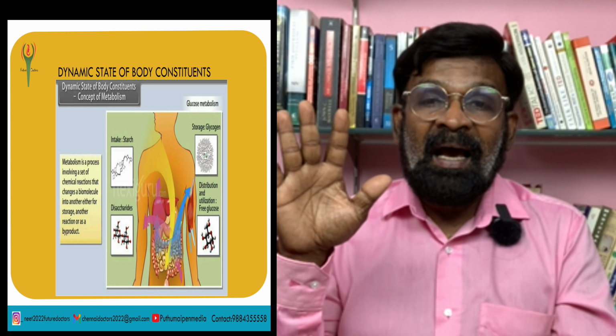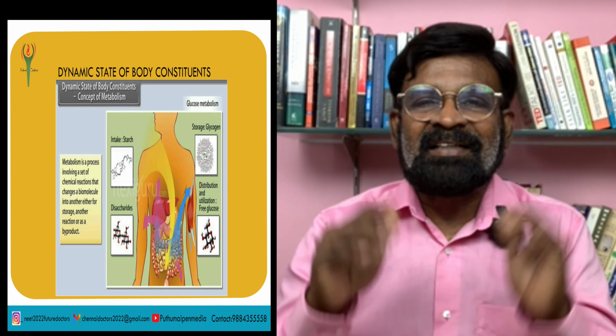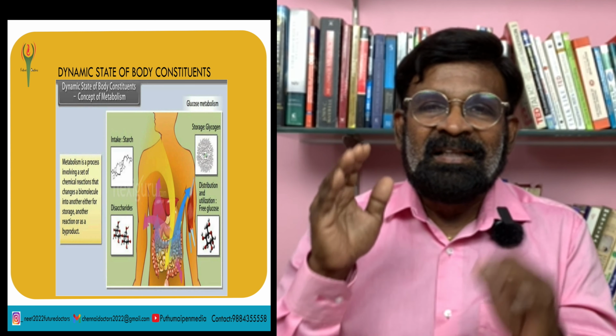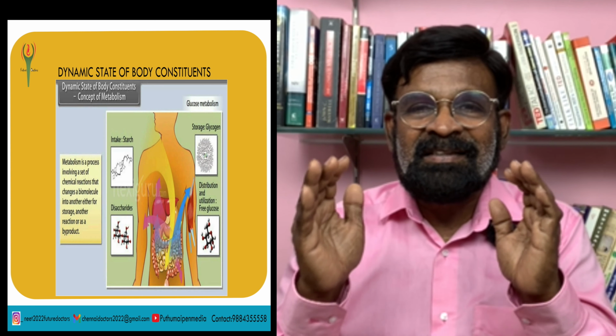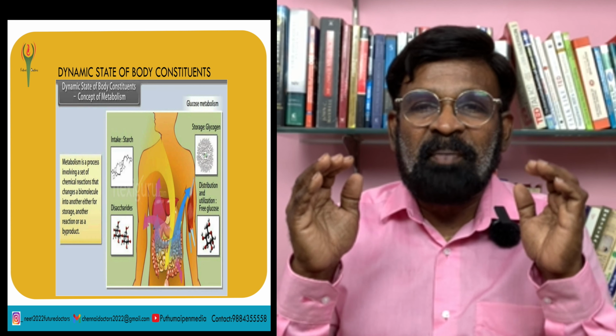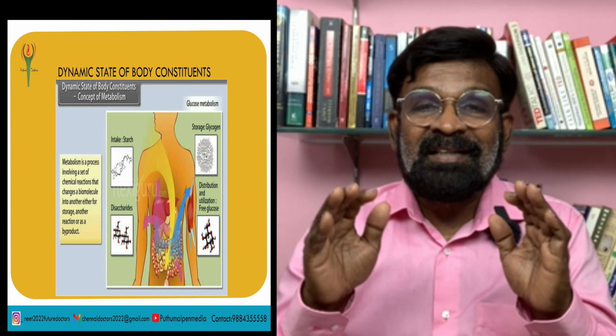Also, these metabolic reactions are always catalyzed reactions. So, there is a catalyst in it. The catalyst which hastens the rate of a given metabolic conversion is also a protein. These proteins with catalytic power are called enzymes.